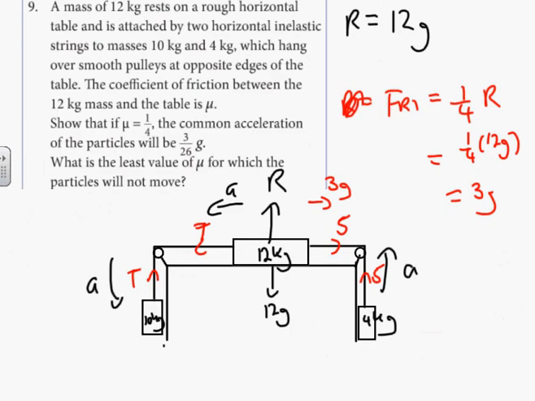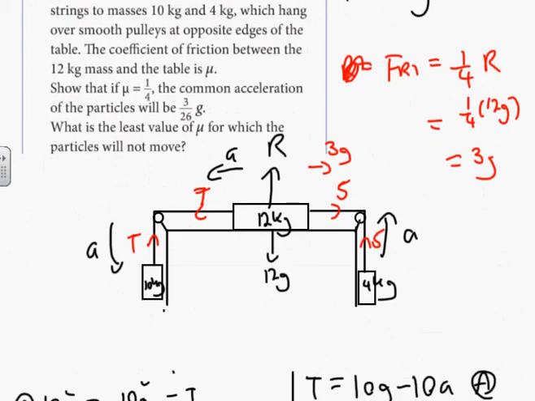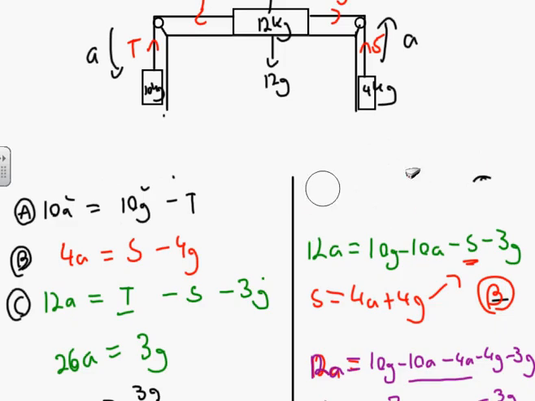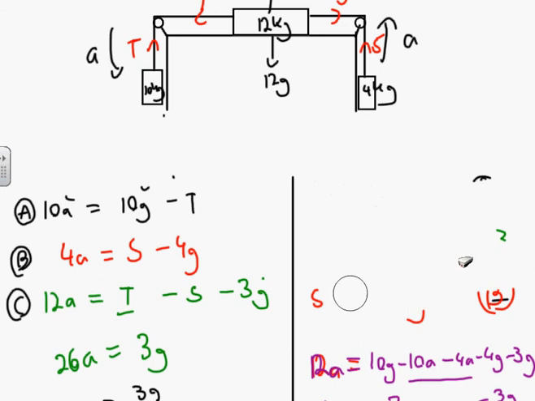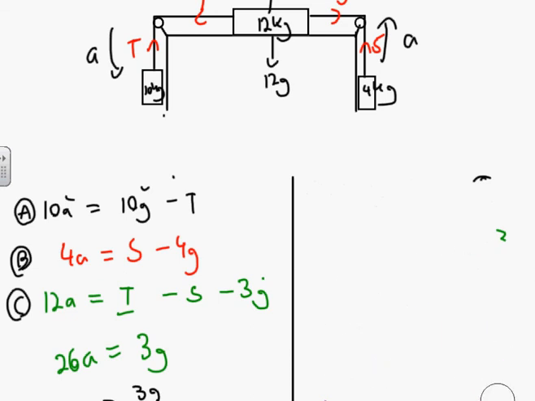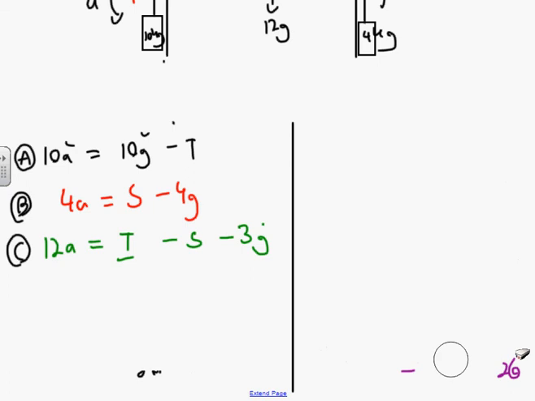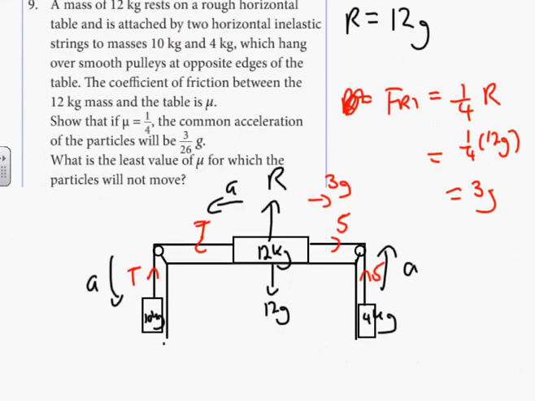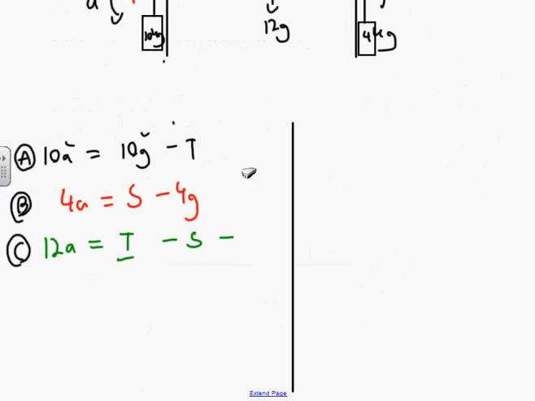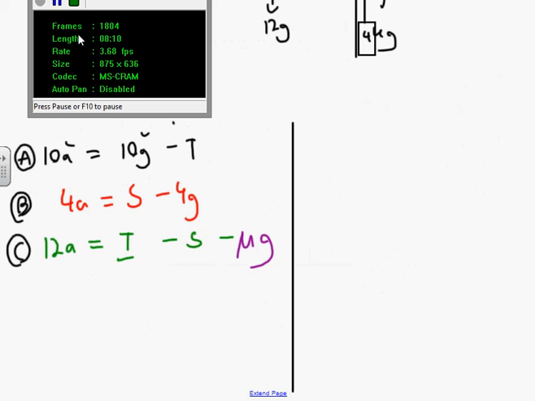For which the particle will not move. Okay, if it's not moving, so the minimum value of mu. So I had to change the 3g into what? The 3g has to change into, I think it has to change into mu g, doesn't it? Because it wants the minimum value of mu. So it has to be mu g. Now, we're going to get here? Yes.